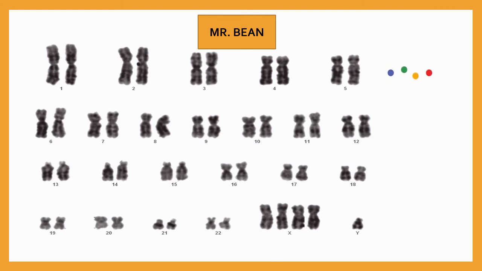The next karyotype is of Mr. Bean. Just write down in a comment which type of abnormality you can find in this karyotype. For that, I am giving you 1 minute. Your time starts now.